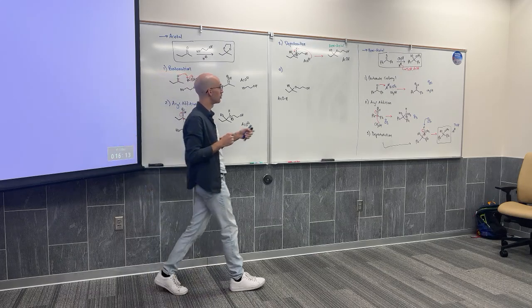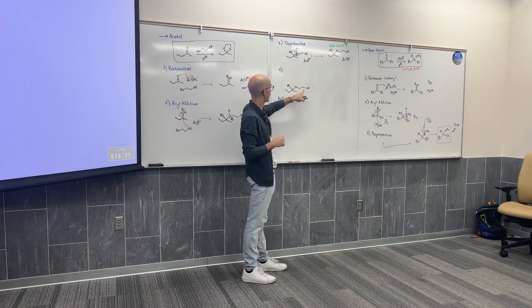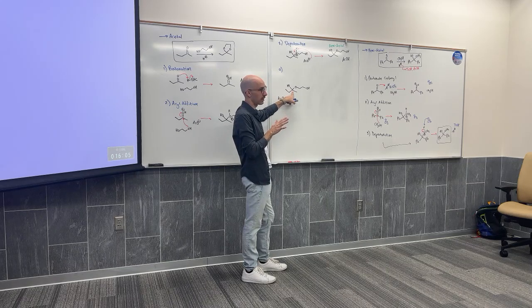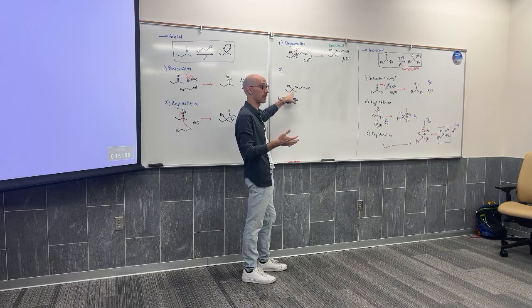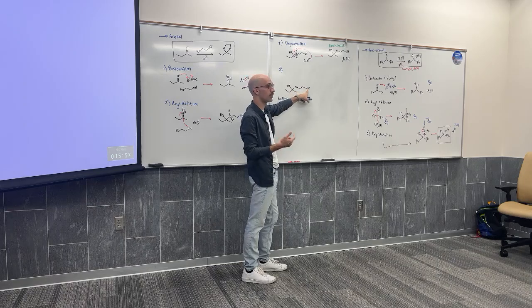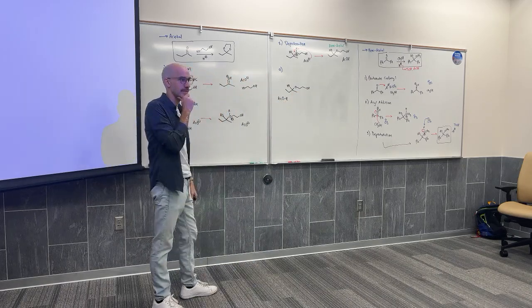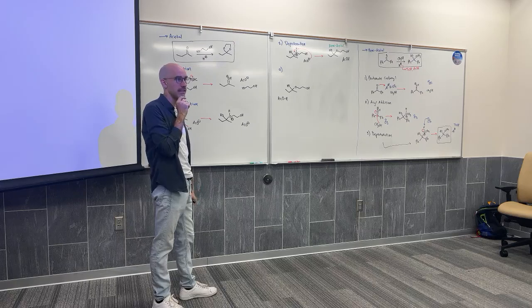So I know I want to close that. You know that at some point this oxygen needs to bond to this carbon. But that carbon is already engaged in too many bonds. So that carbon needs to lose something in order for this nucleophile to attack it. How is it going to lose anything? It doesn't have good leaving groups.